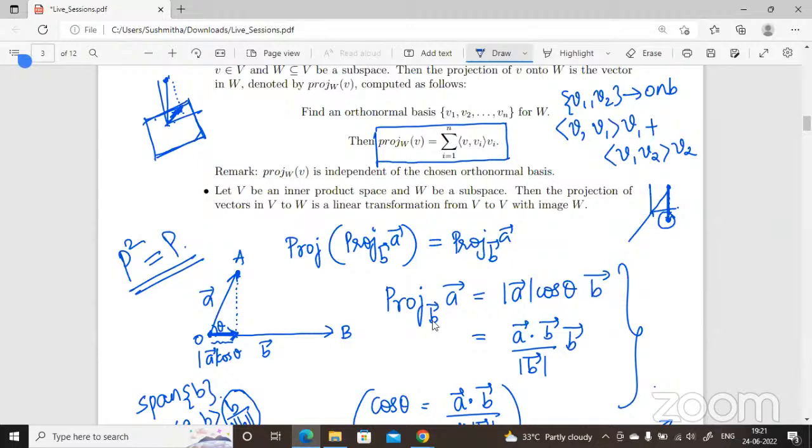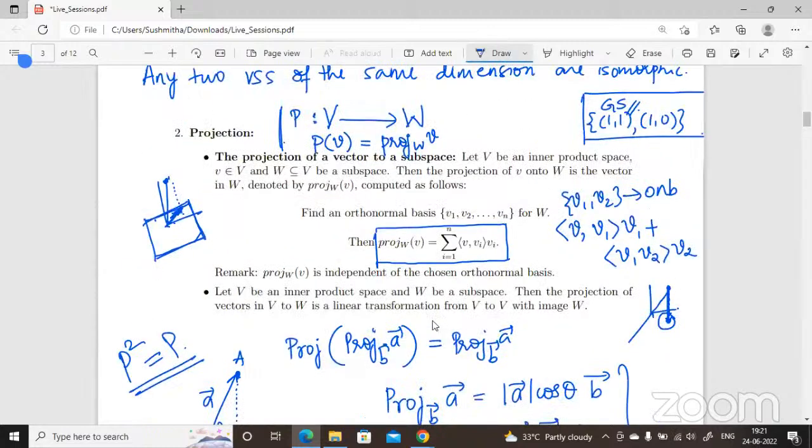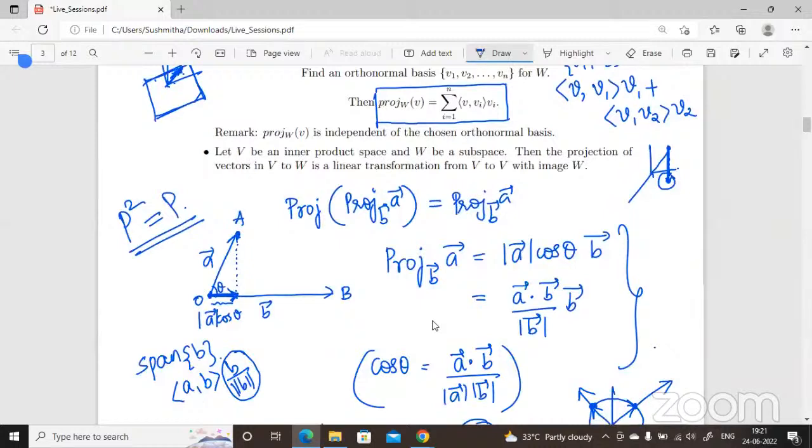Ma'am, why do we say it's on a subspace always? Can projection always be on a subspace? No, we are talking about the projection of a vector to a subspace. That's all. See, here we projected a vector onto another vector, no? Yeah, ma'am. What I'm trying to ask is that can it go?